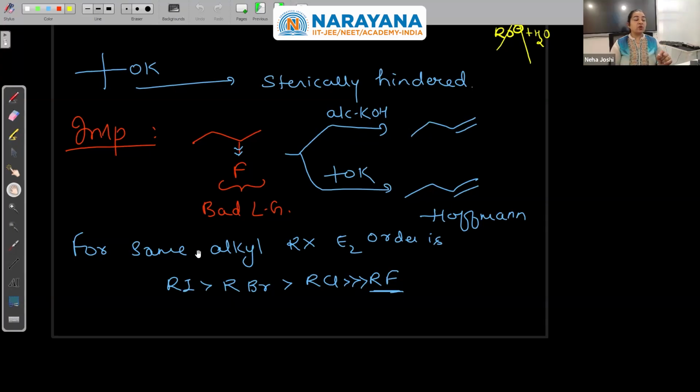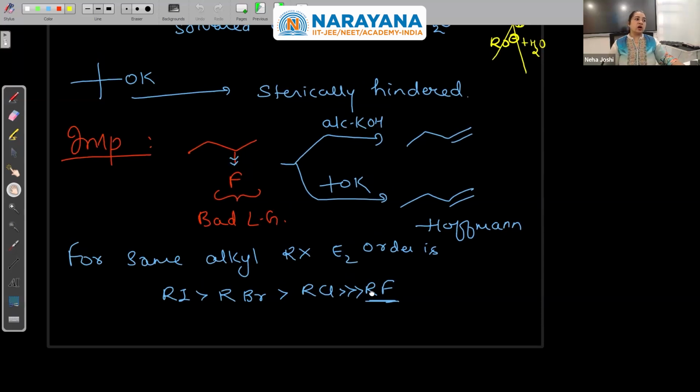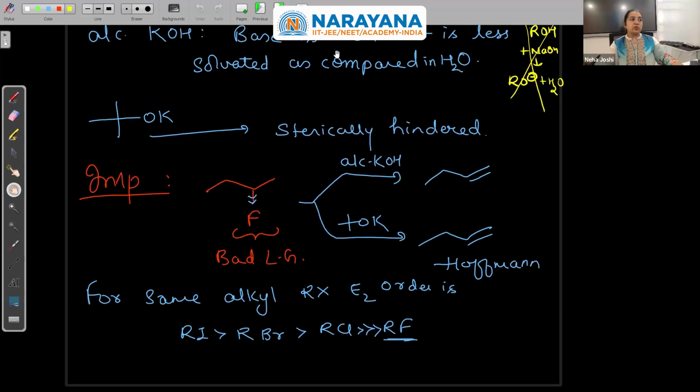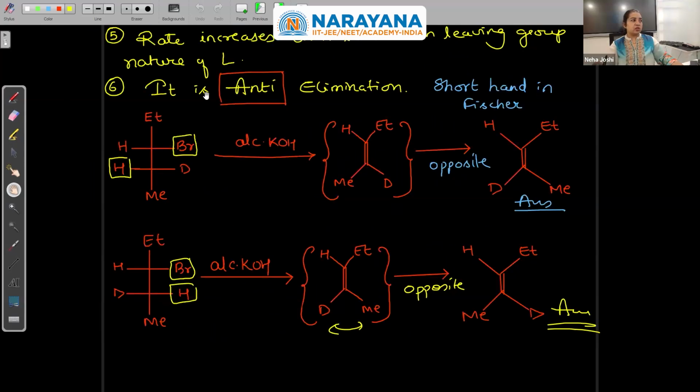Okay, for the same alkyl, the E2 order is RI, then RBr, then RCl, and very difficult for RF, due to the high bond dissociation energy of RF. Okay? The rate of E2 will increase with increase in leaving group nature, that is fine.